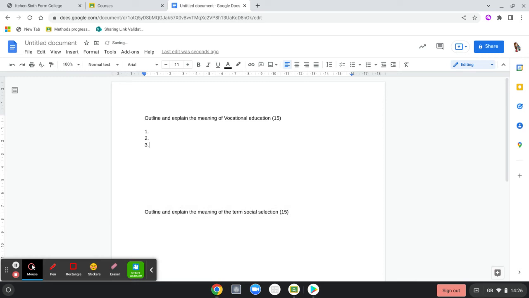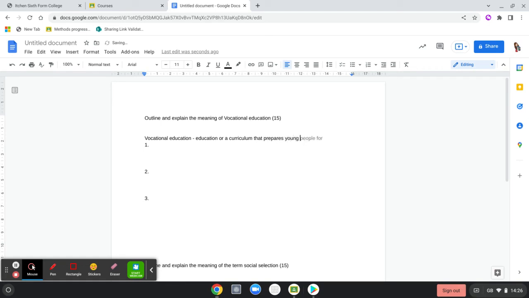As always, in a 15 marker, I'm going to aim for 3 paragraphs, if possible, with 3 sociologists per paragraph. So vocational education is education or a curriculum that prepares young people for work. I give a little definition just because I think it helps me understand. So vocational education. In paragraph 1, I'm going to look at studio schools.